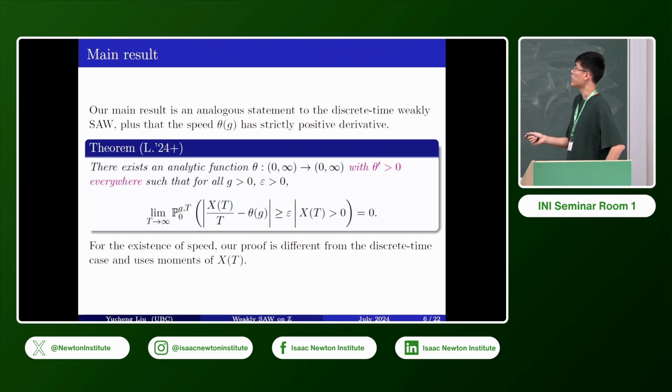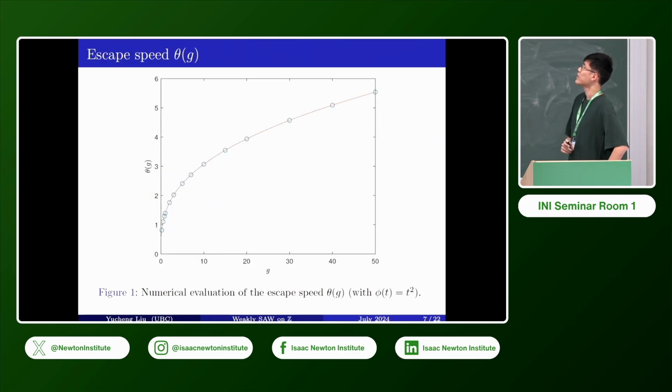So maybe let me talk about, or maybe before that, here's a numerical result on theta of g. Of course, I tried this before I did any proof. So the dots here are my data points, and you can see it's really increasing in the g parameter.